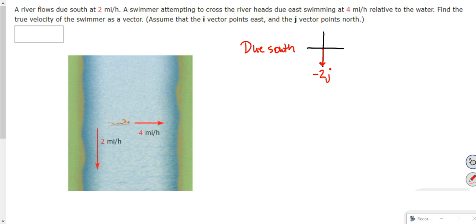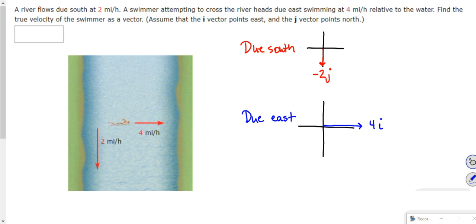j is our vertical. And a swimmer attempting to cross the river heads due east. So due east, again, draw a pretty picture here. If I'm going due east, I'm heading this way. That's the positive direction. That would be a positive 4i. The river's going due south, which is a negative 2j. The swimmer's trying to go due east, which is a positive 4i. And again, they've got the pretty picture there, but I like to see it in terms of an XY plane.